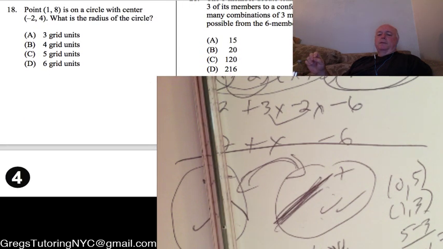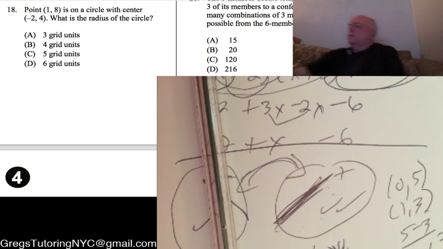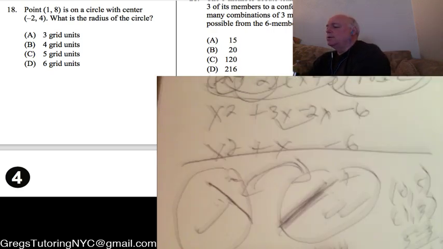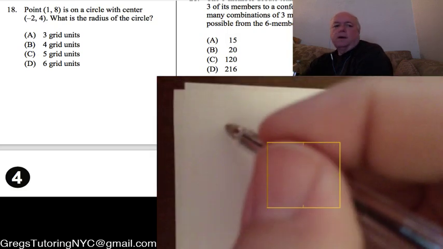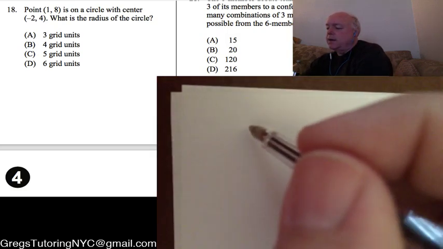Okay, let me make sure 18 is fitting on the screen. Yes, it is. So (1, 8) on a circle with a center (-2, 4). What is the radius of the circle? So on this kind of problem, you want to draw these things. So I know I need to go up to 8.